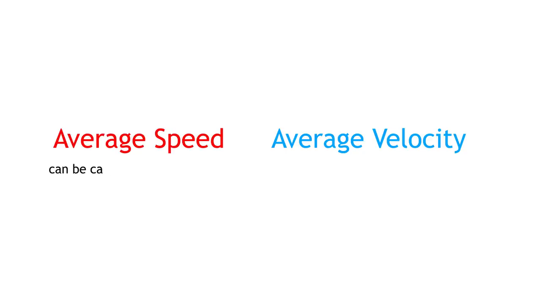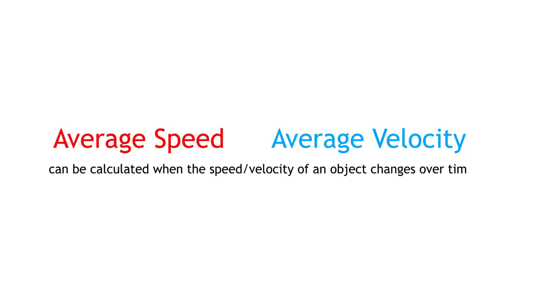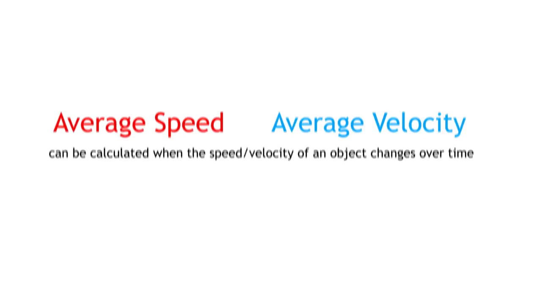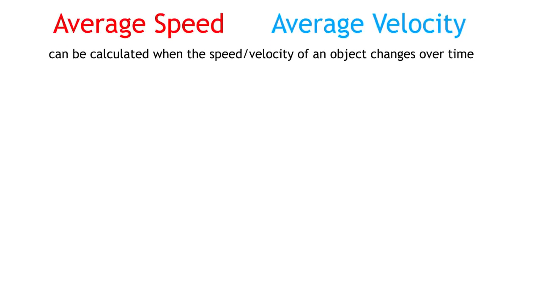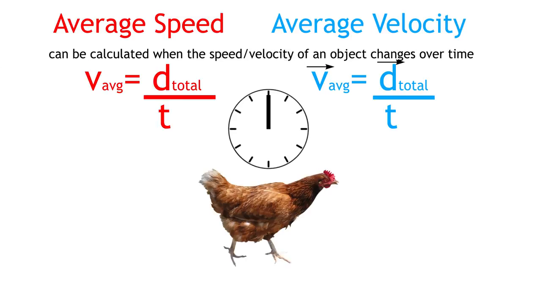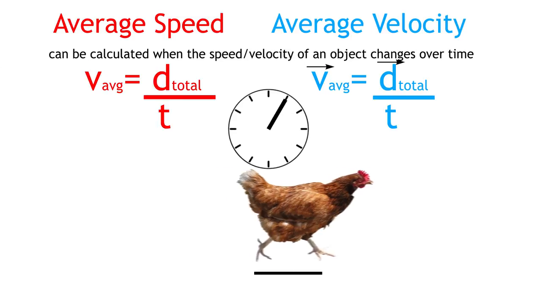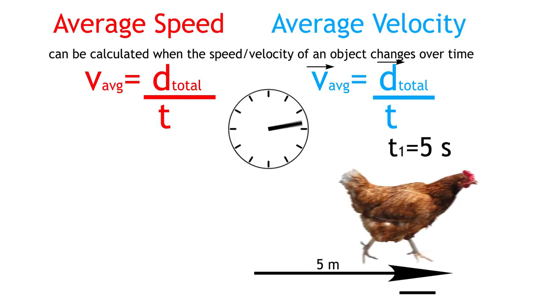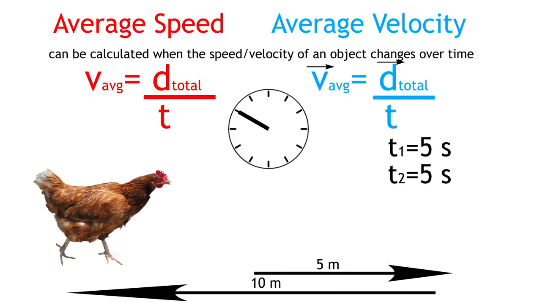We can use average velocity and speed when it comes to situations when the direction or magnitude of an object changes over time, so that we can find the average velocity or speed. The formula for finding average speed is equal to total distance divided by total time. For velocity it's the same, and again, the distance is replaced by displacement. Now let's say the chicken walked 5 meters forward in 5 seconds, then walked backwards 10 meters in 5 seconds. What is its average velocity and speed?